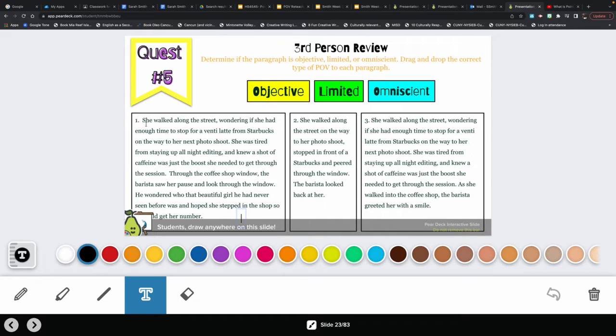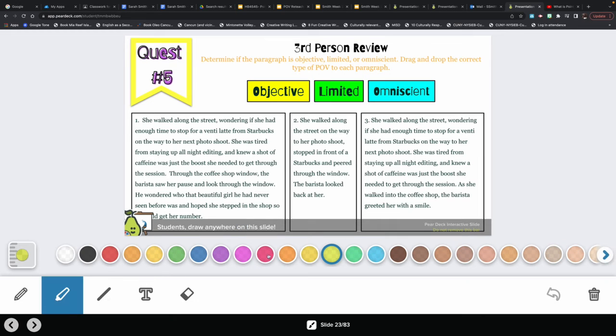Let's see. She walked along the street wondering if she had enough time to stop for a venti latte from Starbucks on the way to her next photo shoot. She was tired from staying up all night editing and knew a shot of caffeine was just the boost she needed to get through the session. Through the coffee shop window, the barista saw her pause and look through the window. He wondered who that beautiful girl he had never seen before was and hoped she stepped in the shop so he could get her number.